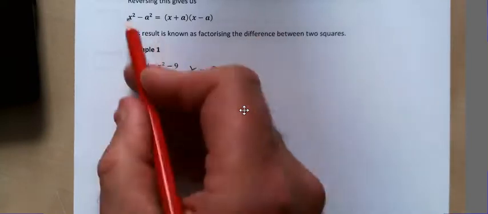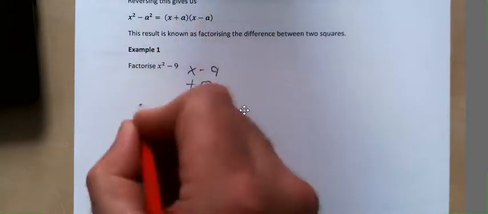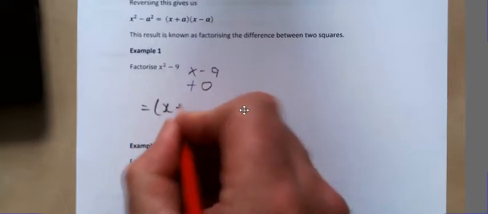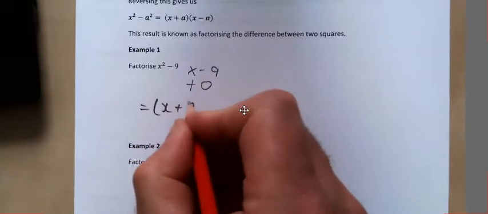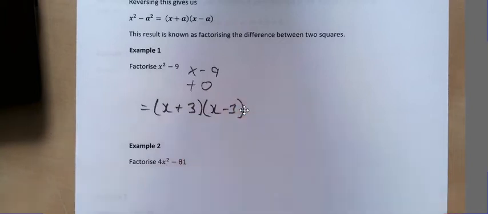And again, if we set it up as difference of two squares, x squared take away something which is a square number, x plus a, x minus a. So that was going to equal then x plus 3 upon x minus 3.